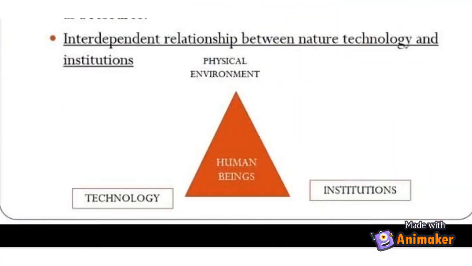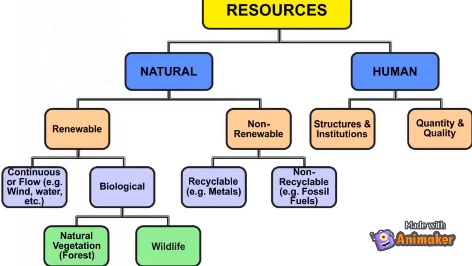Here we can see a triangle that shows the interdependent relationship between nature, technology, and institution. Human beings interact with nature through technology and create institutions to accelerate their economic development. Human beings use their skill and technology to make useful products. Resources are a function of human activities. Human beings themselves are essential components of resources.